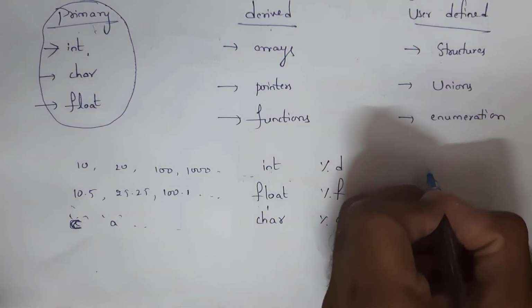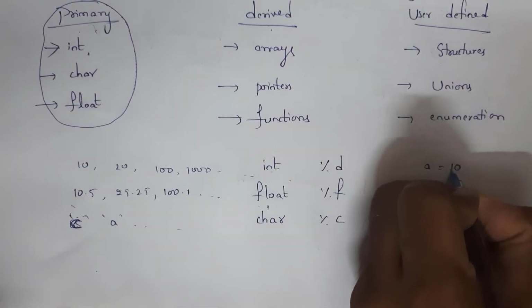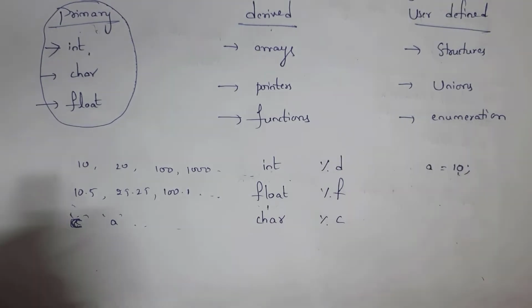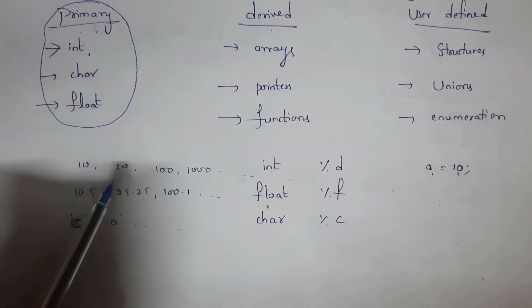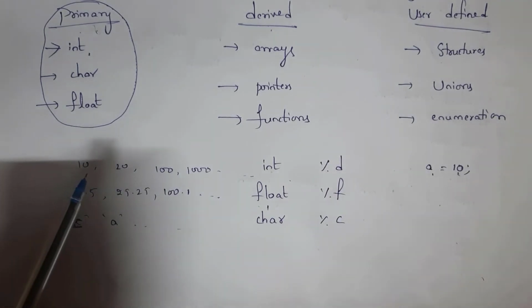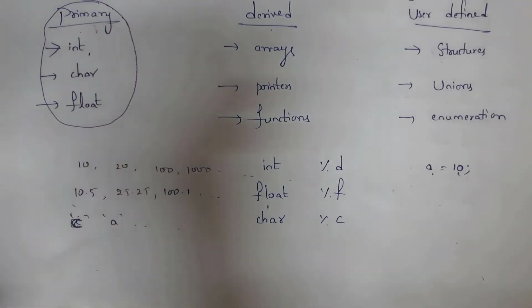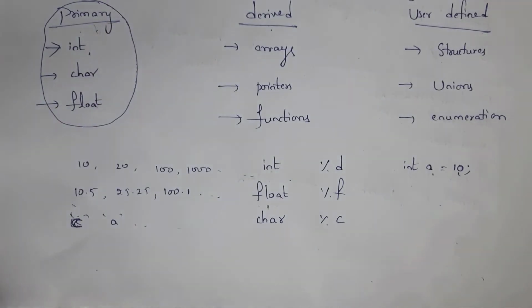Here I am taking the variable name as a. I am assigning value 10. This 10 is an integer data type. For example, if you want to assign any integer values to a variable, then you need to use data type int. 10, 20, 1000, 100, all these are integer values. So you need to use data type int. Whenever you use data type int, you need to use format specifier %d. You need to remember this.